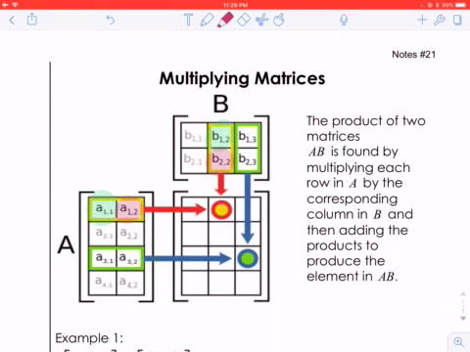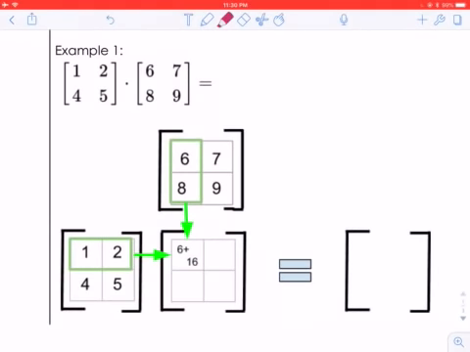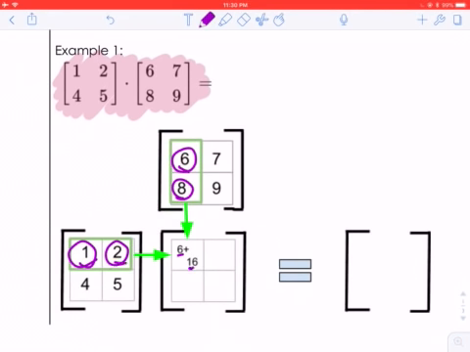So let's see how this works in actual practice. It'll be a little bit easier to see. So this would be the problem that they give us: [1, 2; 4, 5] times [6, 7; 8, 9]. So [1, 2; 4, 5] is here, and then [6, 7; 8, 9] is here. And we're going to multiply it using the box, basically. So essentially what we're doing here is we're saying, okay, 1 times 6 is 6, and 8 times 2 is 16. And we're going to add those two things together, and that's going to go in this first box here.